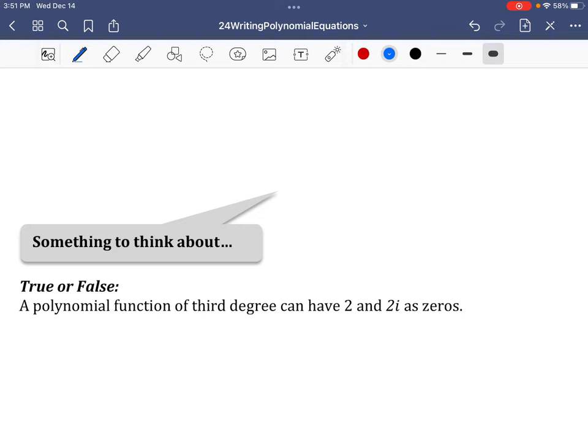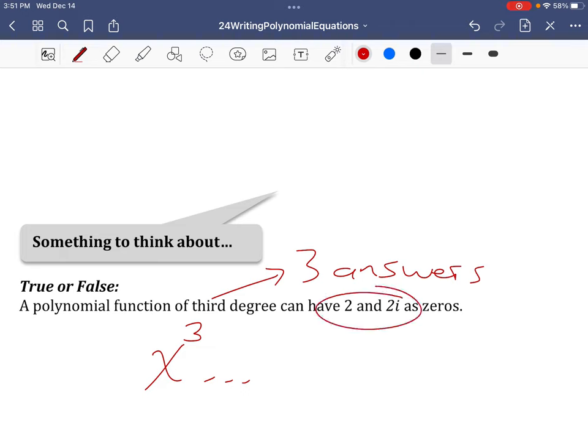What's this? Just kind of a little exit question. A polynomial of third degree can have 2 and 2i as zeros. Third degree means that this thing's going to be x to the third. But third degree also means that you're going to have 3 answers. How come I only see 2 answers here? Oh, wait, you're right. There are 3 answers.